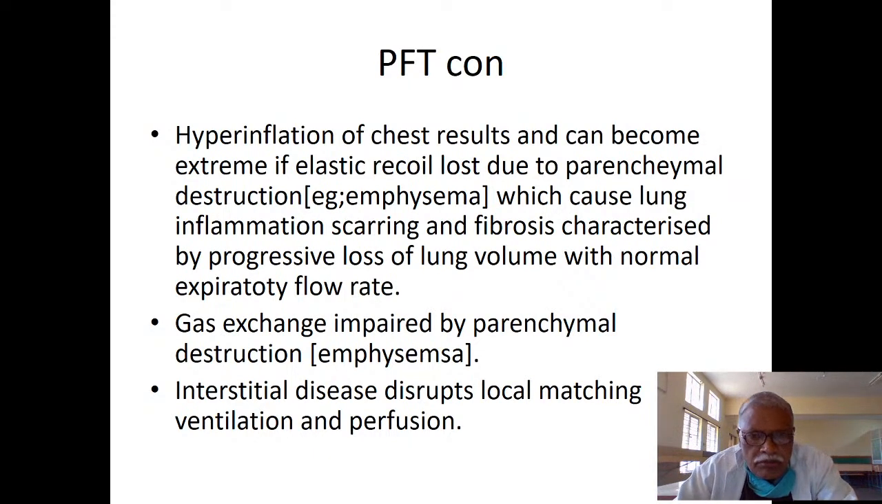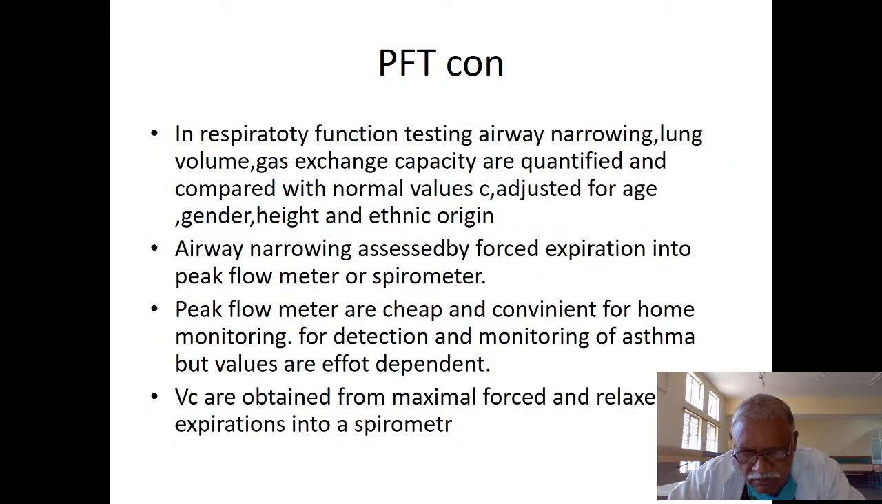Gas exchange is impaired by parenchymal destruction in emphysema. Interstitial disease disrupts local matching of ventilation and perfusion. So, in interstitial lung disease due to autoimmune disease or collagen vascular disorders like SLE, scleroderma, mixed connective tissue disease, rheumatoid arthritis, the local matching of ventilation and perfusion is disrupted. There is good ventilation, but there is no perfusion at the alveolar level.